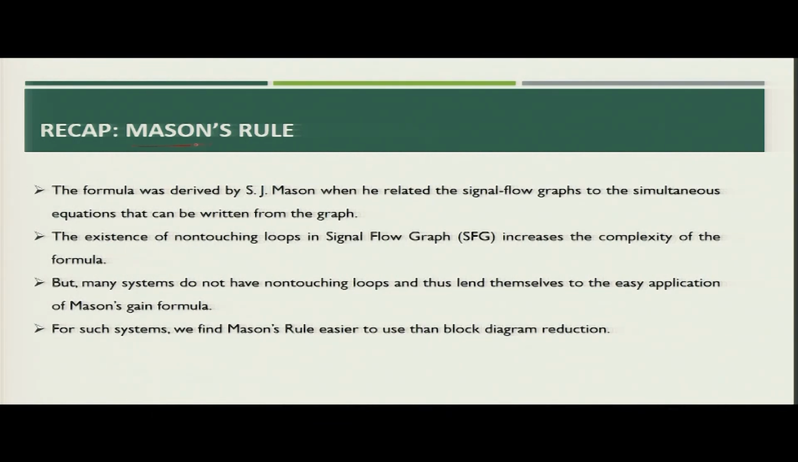What we discussed about Mason's rule is that this particular formula was derived by S. J. Mason when he related signal flow graphs to the simultaneous equations that can be written from the graph. The existence of non touching loops in a signal flow graph increases the complexity of this formula. But in most of the systems which you see in real time, there are no non touching loops.